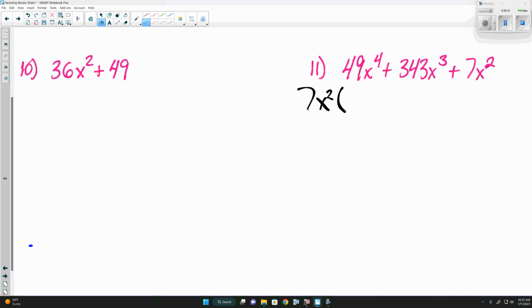If we do 49 divided by 7, we have 7, x to the 4th divided by x squared, x squared. If we pull 7x squared out of 49x to the 4th, we're left with 7x squared. Plus 343 divided by 7 is 49. If we take x squared away from x cubed, we're left with x, plus 7x squared factored out from 7x squared is 1.